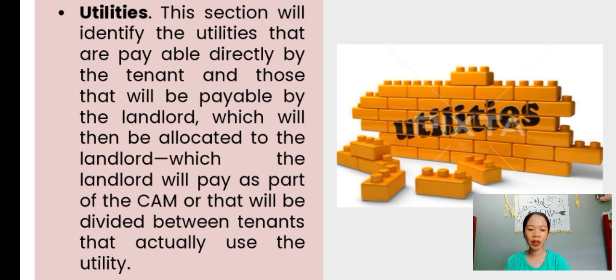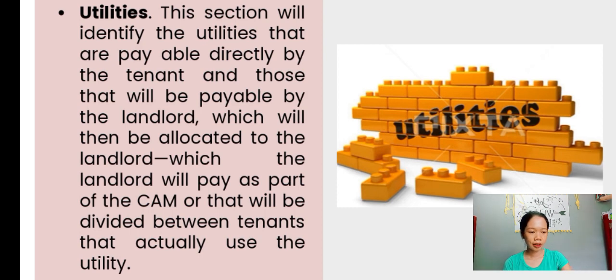So today we're going to continue our discussion, which is all about the location. Next is utilities. This section will identify the utilities that are payable directly by the tenant and those that will be payable by the landlord, which will then be allocated to the landlord, which the landlord will pay as a part of GOM, or that will be divided between the tenants that actually use the utility. So this section will identify the utilities that are payable either by the tenant or the landlord.